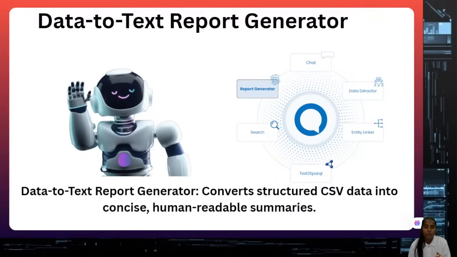If you want to generate a report, you have to take some particular files that we know. As per the definition, this data to text report generator will convert structured CSV data into concise and human readable summaries. So it's not like Excel sheet information. If they see the report, then definitely they can understand what is going on exactly here. That is the main motto of this particular requirement, and for that purpose we follow this data to text report generator.